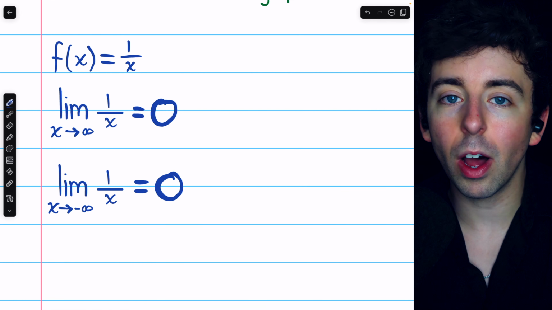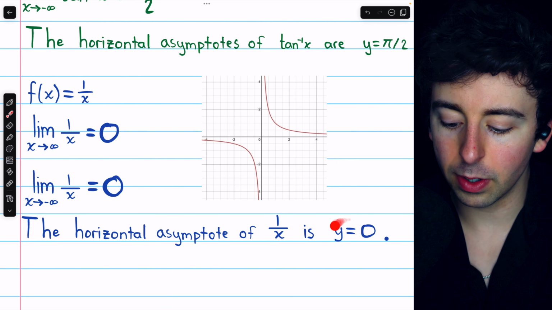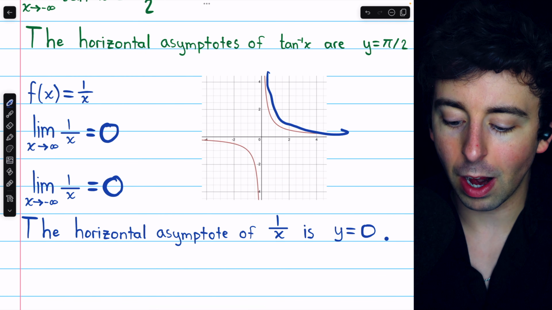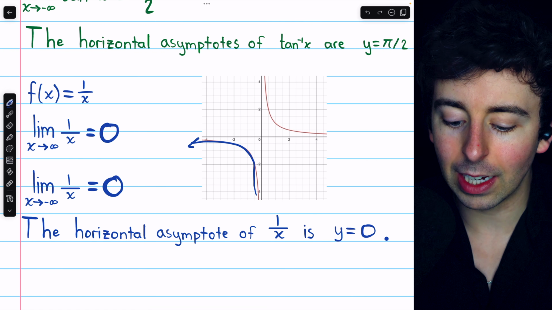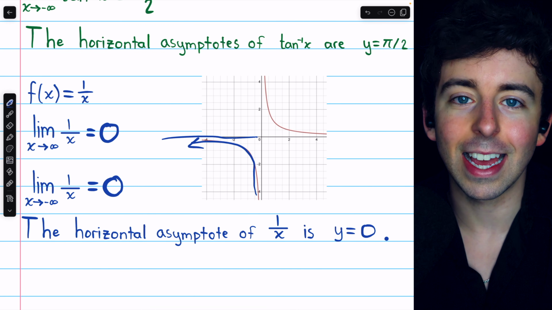And so there's just one horizontal asymptote for this function. The horizontal asymptote is y equals 0, and you can see that here in the graph. To the right, it is approaching y equals 0, and to the left, as we go to negative infinity, it is also approaching y equals 0, which is the x-axis.